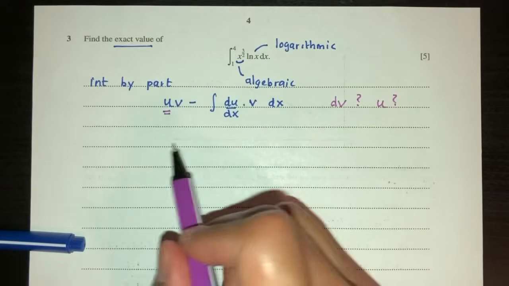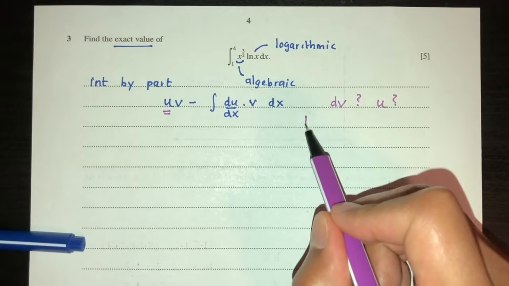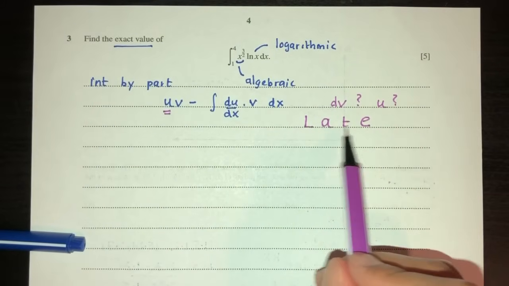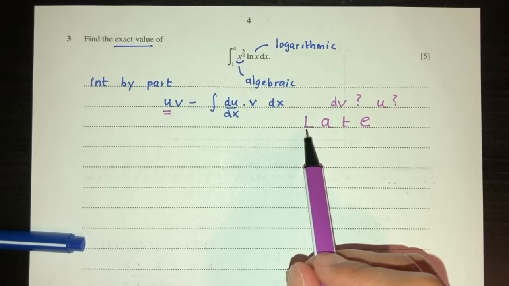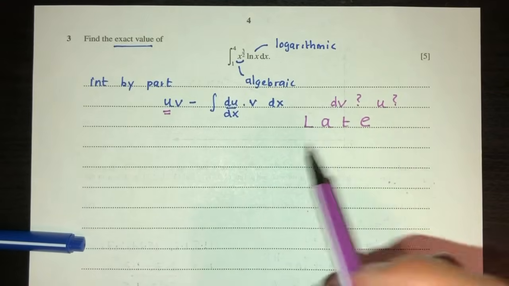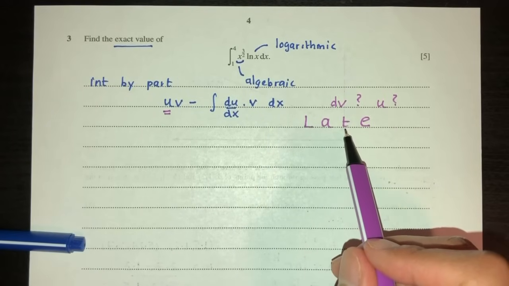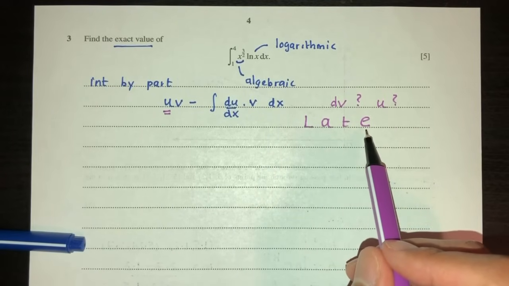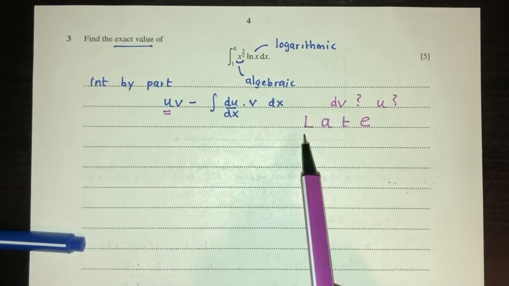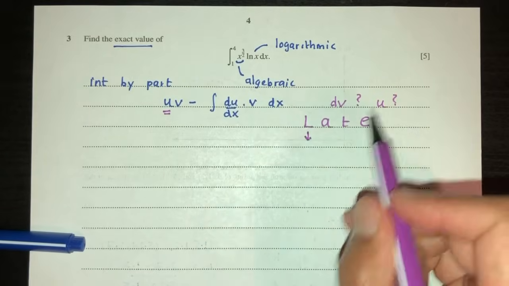So let's look. The first one here we have algebraic and we have logarithm. So we have to follow a rule. It's called LATE, L-A-T-E. This is the order of the way we choose which one will be u or dv. The first one is logarithm, the second one is algebra, third one is trigonometry, and last one will be exponential. So here we have logarithm and algebra. Which one happens first? As you can see, L happens first. So whichever happens first has to be u.